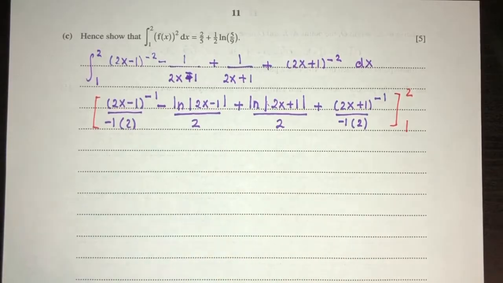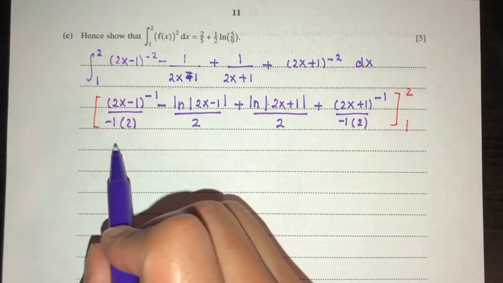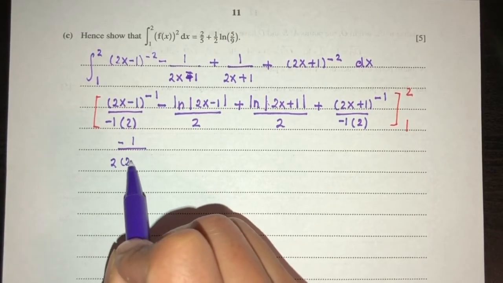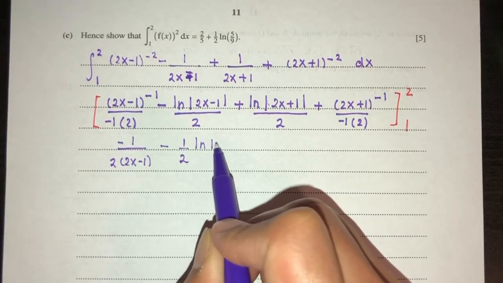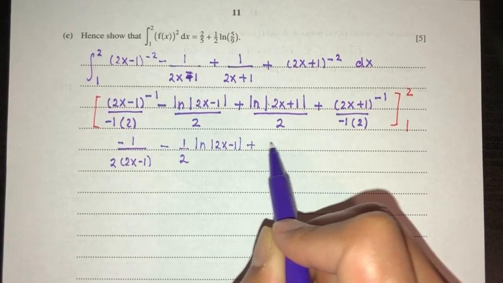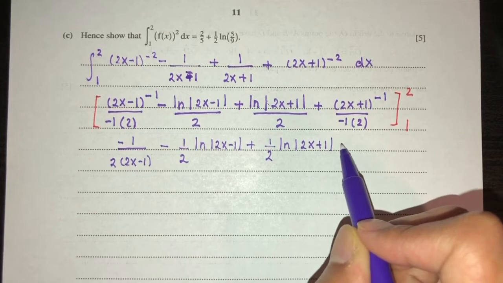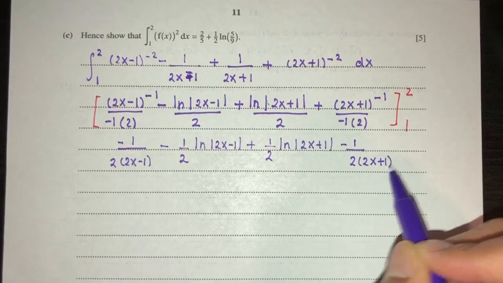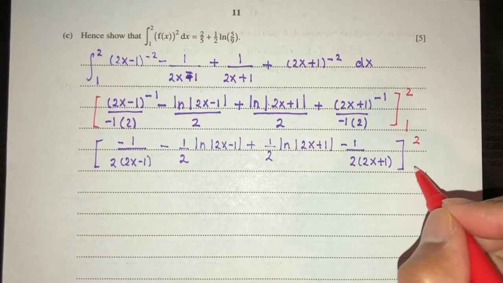So let's take the value of 2 first. So let me first simplify, because it is kind of hard to work with power minus 1. Let me simplify this first for you guys. So you will have minus 1 over 2, that will be 2x minus 1, minus 1 over 2 ln of 2x minus 1, plus 1 over 2 ln of 2x plus 1, and then finally minus 1 over 2 of 2x plus 1. That will be 2 and 1.